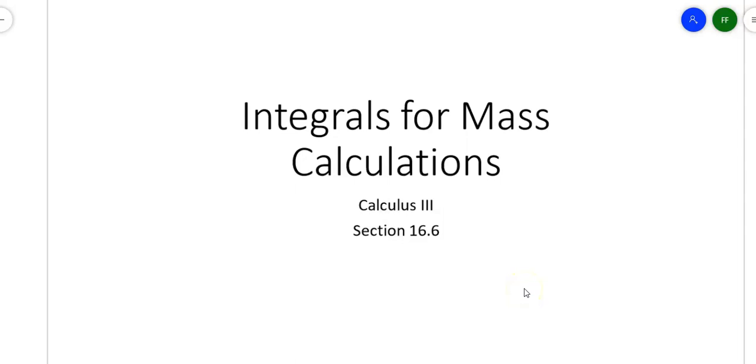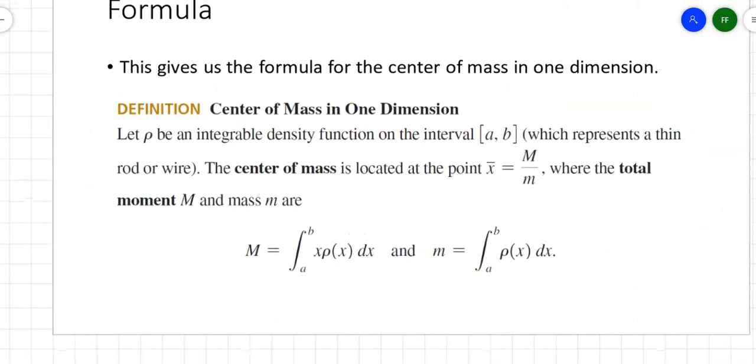In the last few sections, we took a look at all different techniques for finding integrals. We did double integrals, we did triple integrals, we did them over rectangular regions, over non-regular regions, over polarly defined regions, we did cylindrical coordinates and spherical coordinates. Well, now we're going to take all that information and apply it somewhere. So these are some integrals for mass calculations, mass density, and so forth.